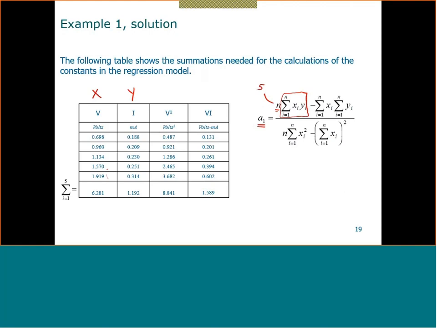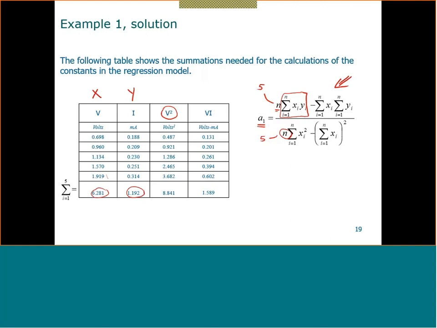Then minus the summation of X of I, which is the voltage, times the summation of Y of I, which is this one, divided by another N, which we know is 5. And then the summation of X of I squared, which is the V squared. This is why we need to find V squared, as per the formula, and then minus the summation of X of I squared, which is this one. As long as you know how to plug the different parameters into the formula, you are okay.